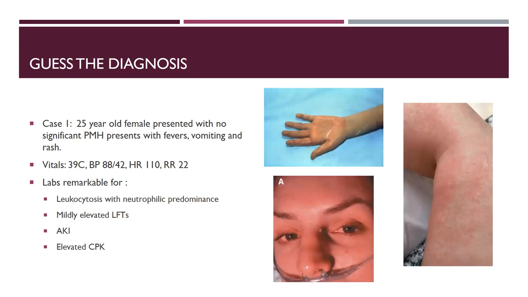So, some cases. Here we have a 25-year-old female who has no past medical history, came in, wasn't feeling well, a little bit hot, a little bit nauseous, and had broken out in this rash the previous day. Vitals, she is febrile, hypotensive, tachycardic, and a little bit tachypneic, and her labs were remarkable for leukocytosis, some very mildly elevated LFTs. She has an AKI and an elevated CPK, and this is what her skin looks like.